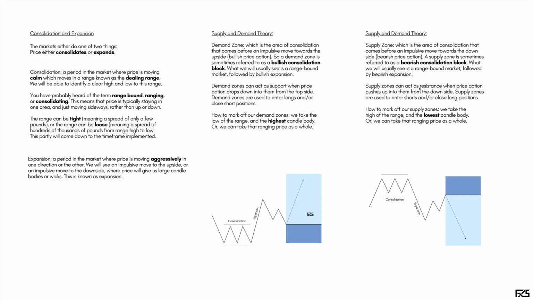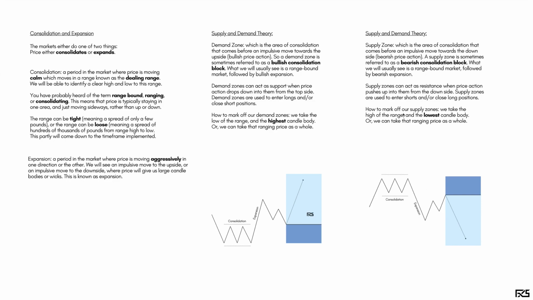Now, supply zones can act as resistance when price action pushes up into them from the downside. So once we broke here, price pushed back up into the supply zone, and this can be used to enter shorts and/or close long positions. So if we're looking down here, we may have something to the left, i.e. a demand zone that we can trade long back into, so we can target the supply zone, and then look for shorts from this area.